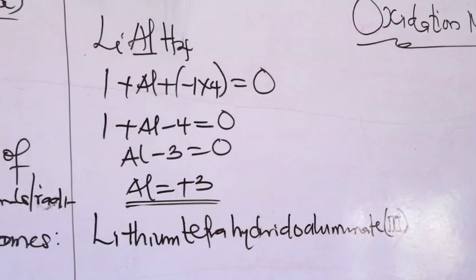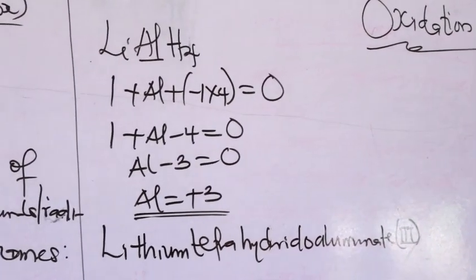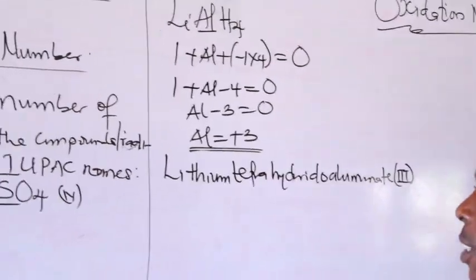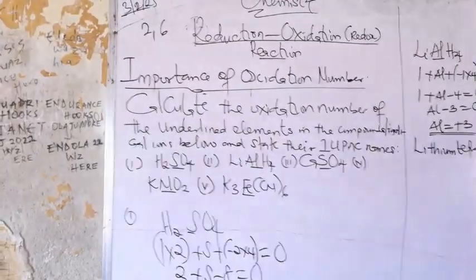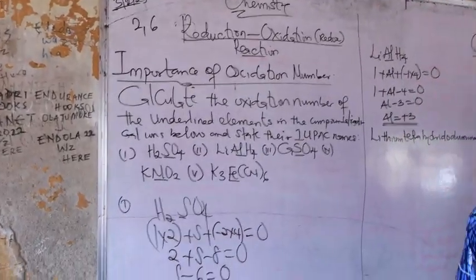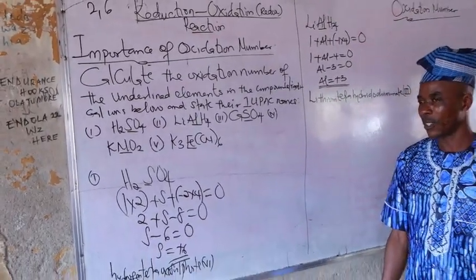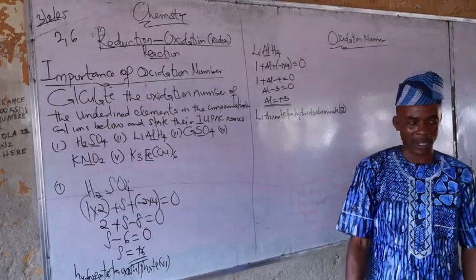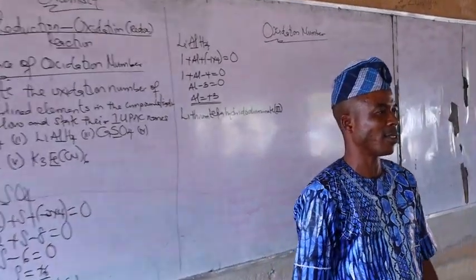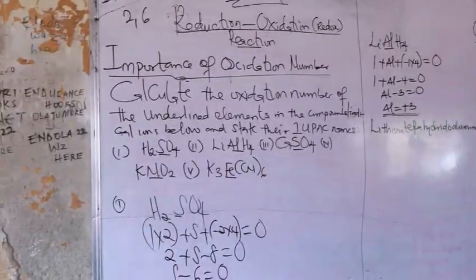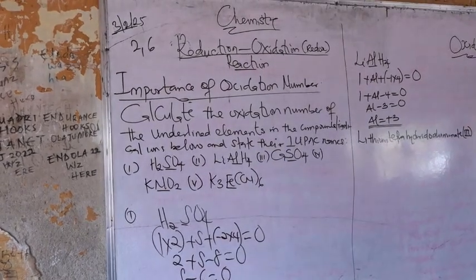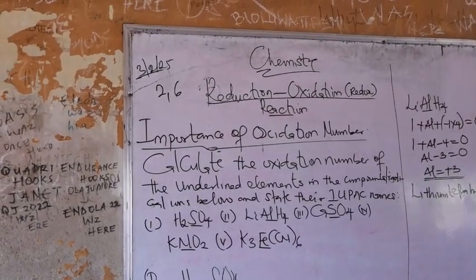Can you please do the remaining 3 and tell me what the name is? Try the remaining 3: CaSO4, KNO2, and K3Fe(CN)6. Do the remaining 3 and let's see what the name of the compound is.